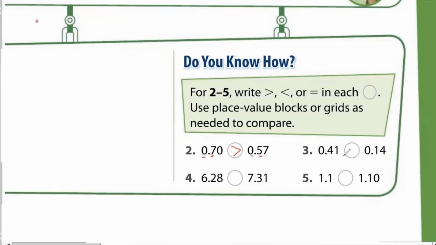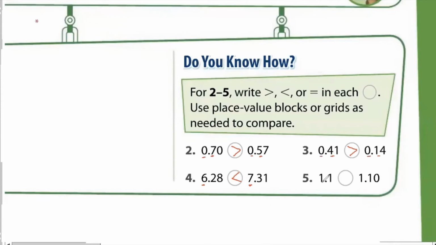41 hundredths and 14 hundredths. Start from the left. 0, 0. 4, 1. Which is more? 4. Then 6.28 and 7.31. I will start from the left to compare the whole part first. We have 6 and 7. 7 is more, so open the mouth to the big number.